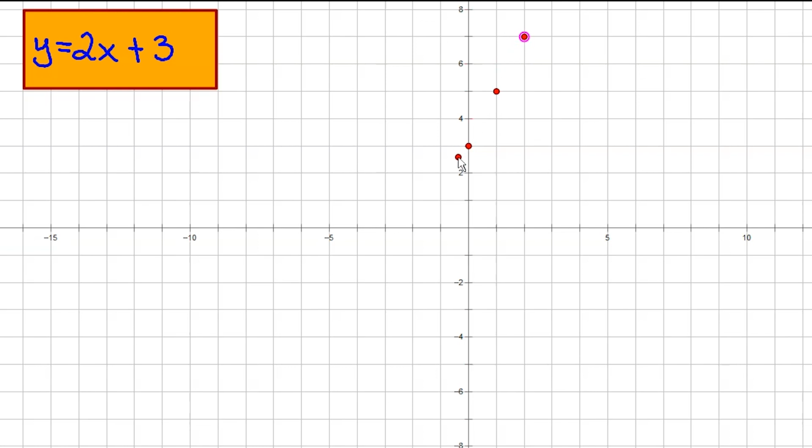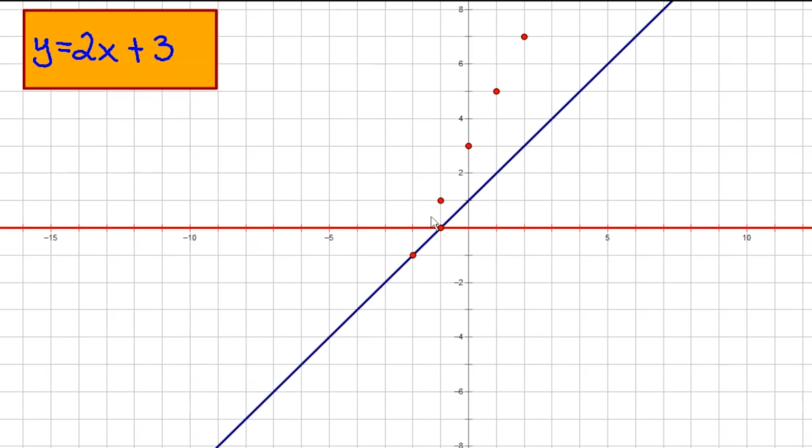And if I wanted to, I could do the opposite. Instead of going up 2 and to the right 1, I can go down 2 and to the left 1, down 2 and to the left 1. And once you have enough points, all you got to do is connect them, and that's how you make your line.